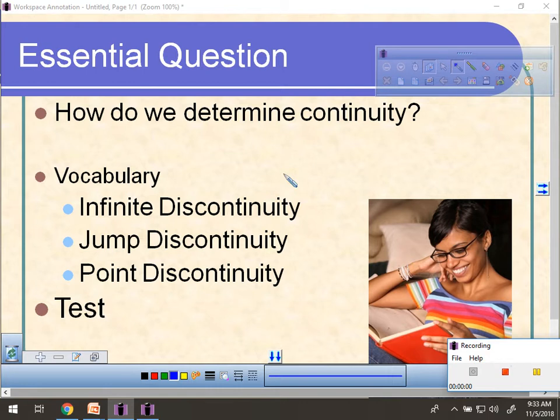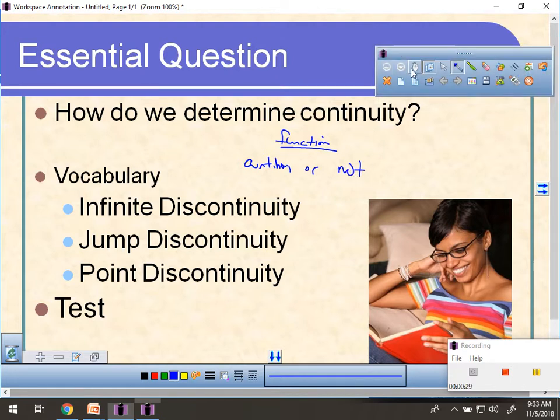All right, guys, your essential question for today is, how do we determine the continuity of a function? Basically, if you have a function, it is either going to be continuous or it's not. It's either one. If it's not continuous, then there are three options that it's going to be classified as. It can be called an infinite discontinuity, a jump discontinuity, or a point discontinuity. Those are the three that we're going to talk about today.